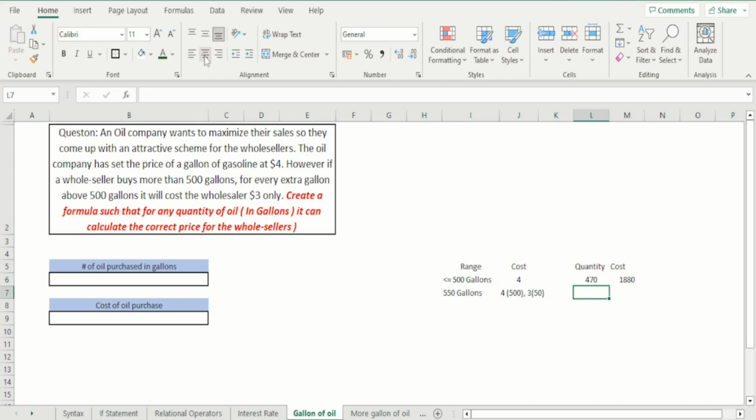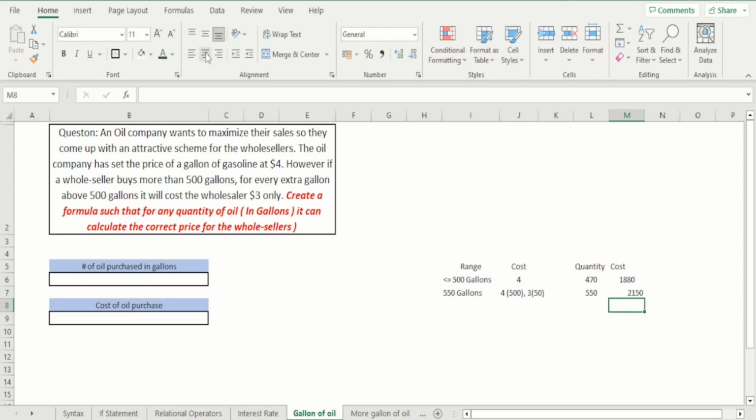Now let's say the quantity is 550 gallons. How would this work in this case? In this case, the first 500 gallons will be at $4 as is specified in the question. However, the next 50 gallons will be at $3 only. So as we can see here, depending upon the quantity which is being bought, you have different formulas. And that's where IF can be very useful for us.